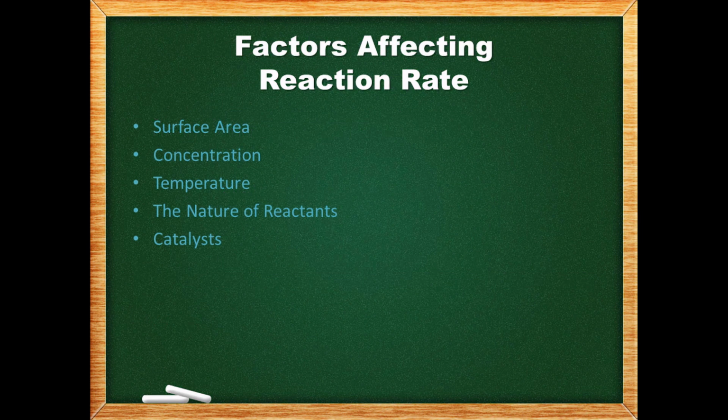Intuition tells us that in order for a reaction to occur, the reacting particles must contact each other, which means that anything resulting in an increased frequency of particle contact must make a reaction occur faster. Three factors that can be manipulated to increase the frequency with which particles come together are surface area, concentration, and temperature. Additionally, the nature of the reactants affects reaction rate, and we can speed up the rate of reactions using a catalyst.